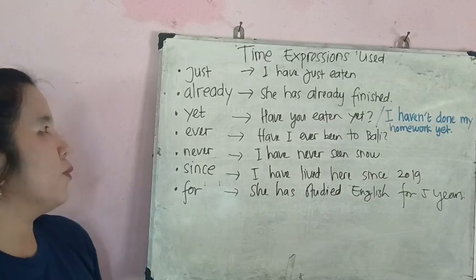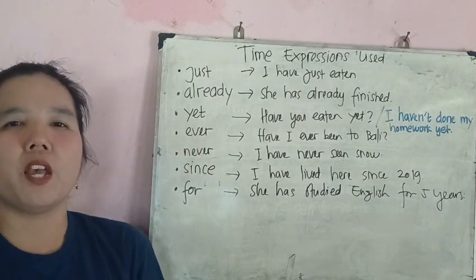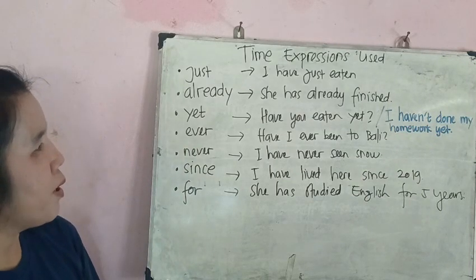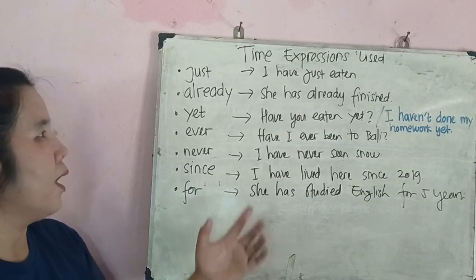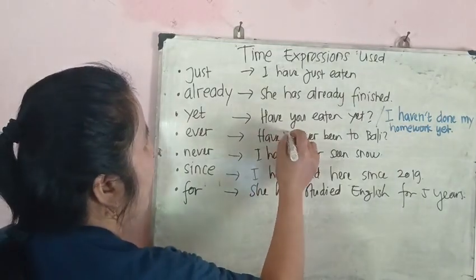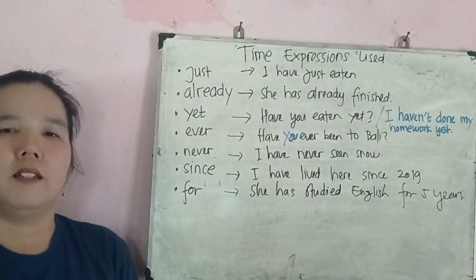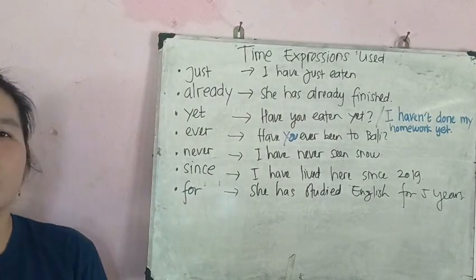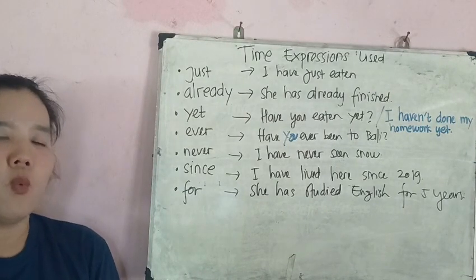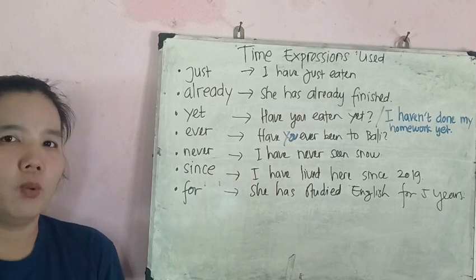Next we have ever. We use ever in question to ask about experience. For example, have you ever been to Bali? Next we use never. Never means not even once. For example, I have never seen snow.